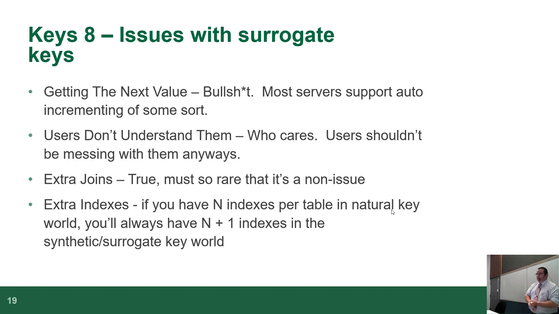Extra indexes. Technically, that's the other bad thing, is it takes up a little more room on the disk. If you're using natural keys, odds are that field would be indexed anyways in the system. I'll explain later in the term what indexes are, but they're a structure that makes things go faster, let's say. If you're using surrogate keys, that means you're going to have one more. In other words, you're going to have the index on the surrogate key plus anything else you would have indexed. If you use natural keys, you're only going to have those things you would have indexed. So you're adding one little extra structure to make things go faster.